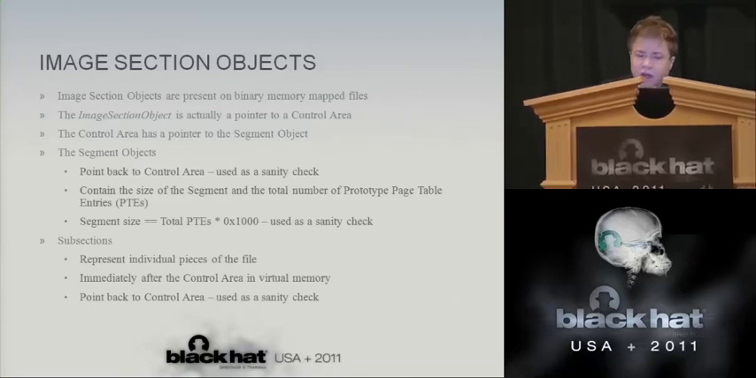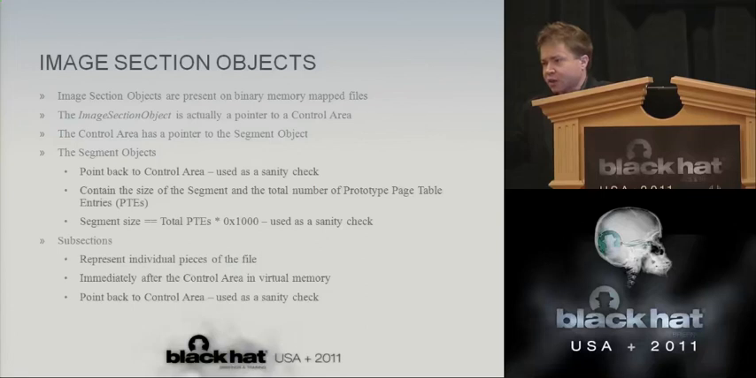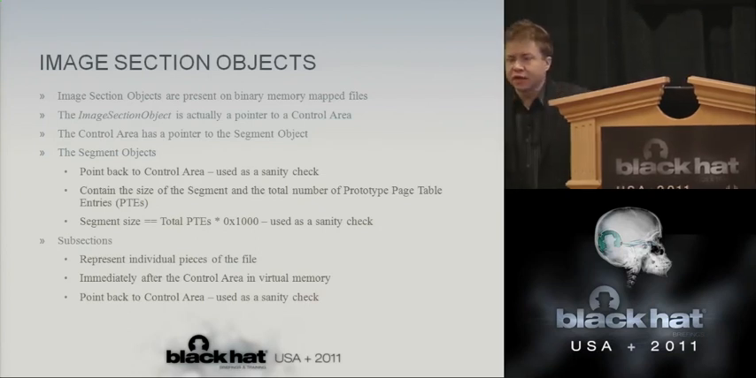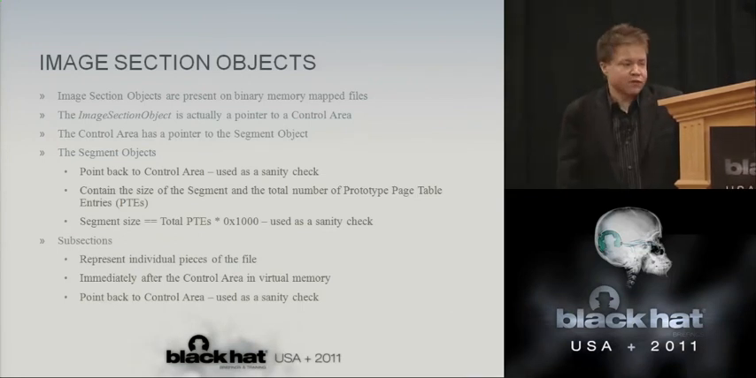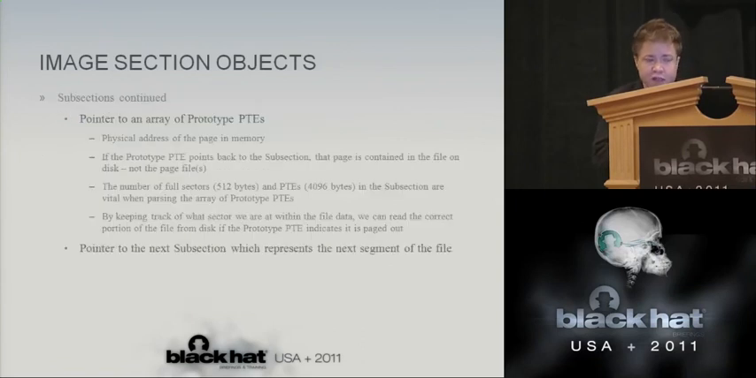So when the Microsoft loader loads up that file into memory, it would read that data, and allocate a subsection for each one of those sections within the PE file. We found that the subsections are immediately after the control area in virtual memory that you then translate into physical memory. So that's how you find the first subsection. The subsection is going to contain a pointer back to the control area, so you can use that again as a sanity check.